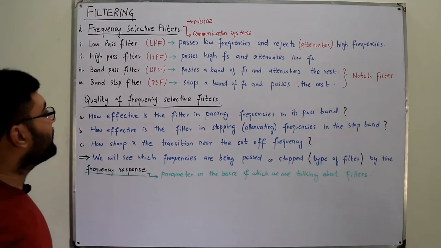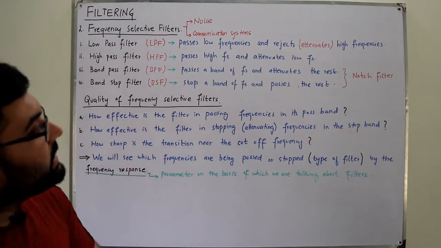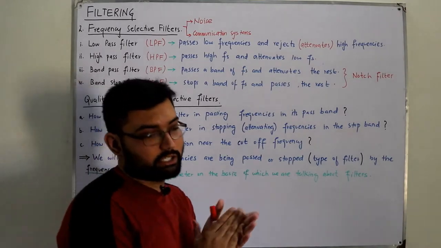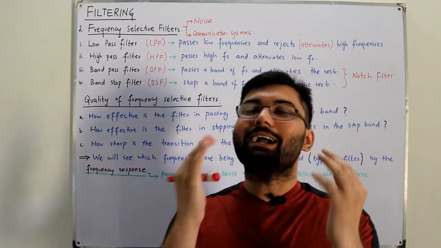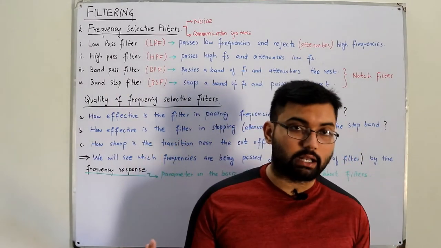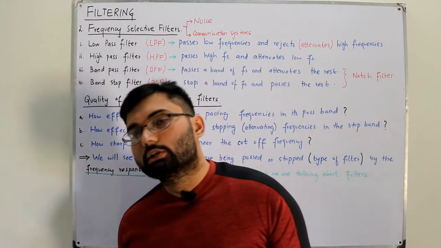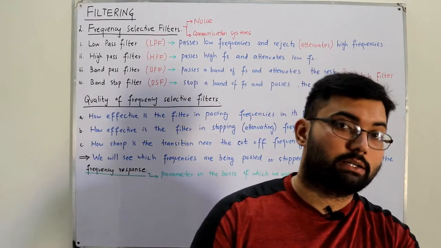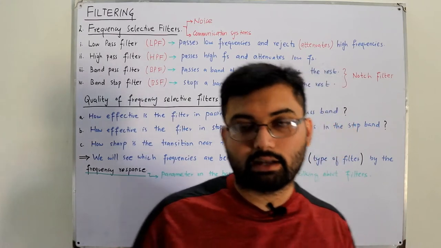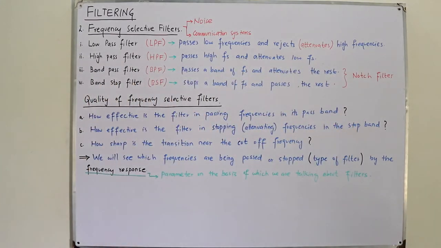So now the next thing is we need to talk about the quality of the filters. Fine. And what do I mean by quality? The goodness. How good is the filter in its working, right? So how do we define? We need to have a parameter to define the quality or the working or the goodness of the filter. So out of that we have 3 points.